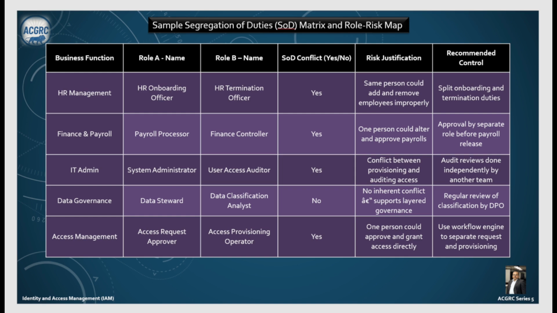Now in this case, data governance. The first one is a data steward and second is a classification analyst, two different persons. There is no conflict. But then your idea is to figure out, are there any segregation of duty conflicts? Are there risks in this space? Basically, using this template or similar templates to cull out those areas where you have SOD conflicts.